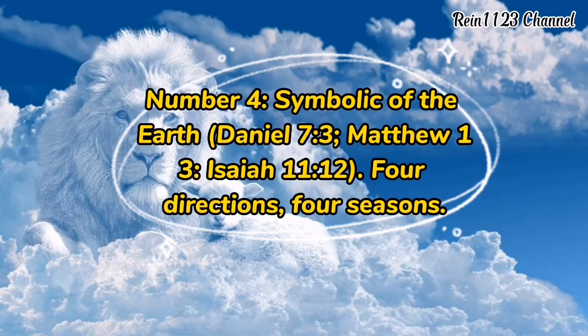Number 4. Symbolic of the earth. Daniel 7:3, Matthew 13, Isaiah 11:12. 4 directions for seasons.